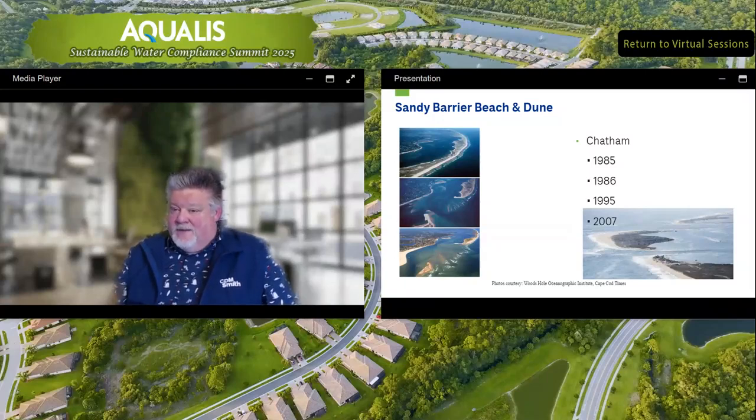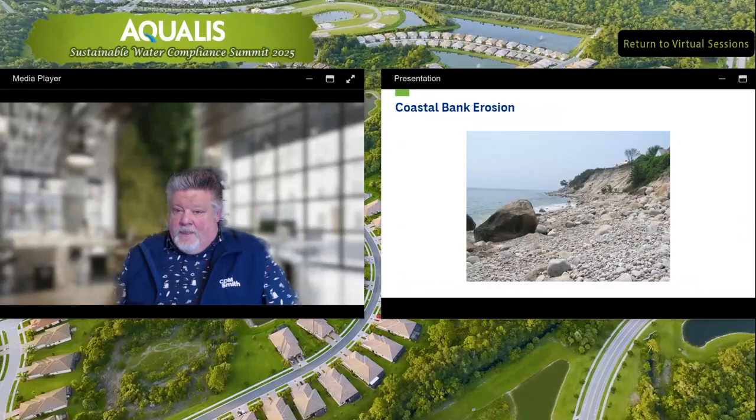And then it results in an additional breaching. So the image on the right, as you can see now, has two breaches open around the spit that had formed and was kind of stable at the north end of all the other images. And then finally, coastal bank erosion.